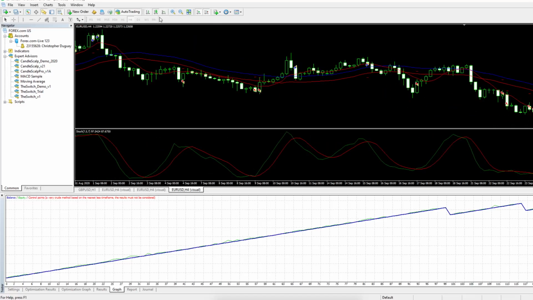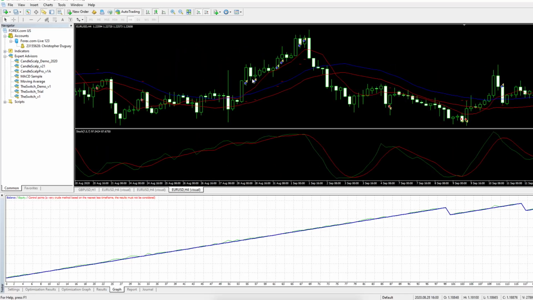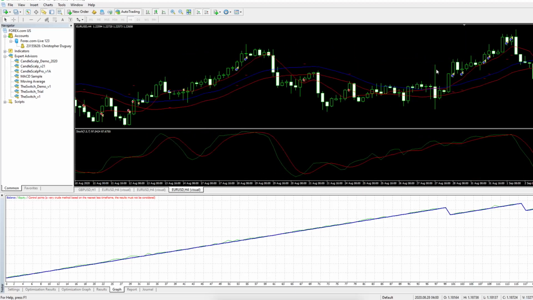And this is, yeah, so it gets in, gets out, gets in. See how it's just picking at it? It just kind of worked its way up on the trend.